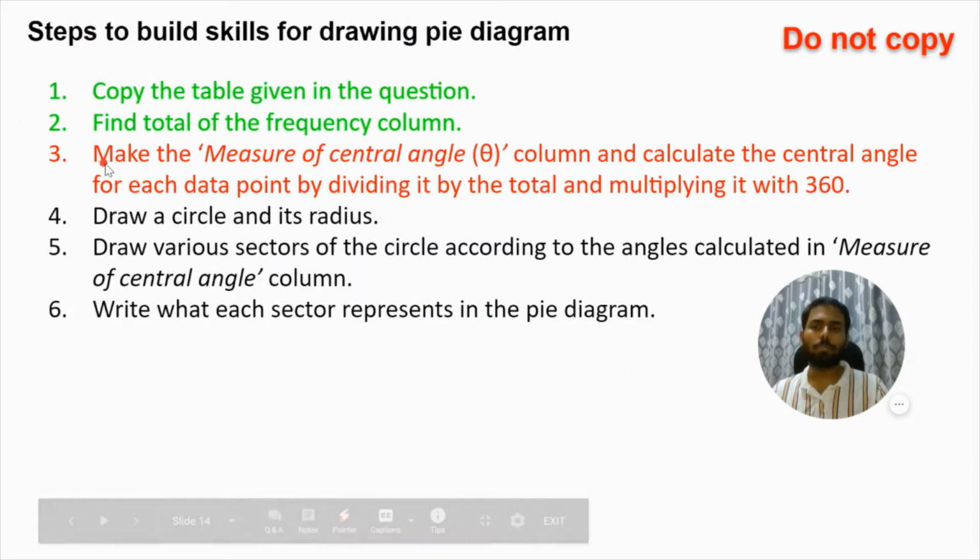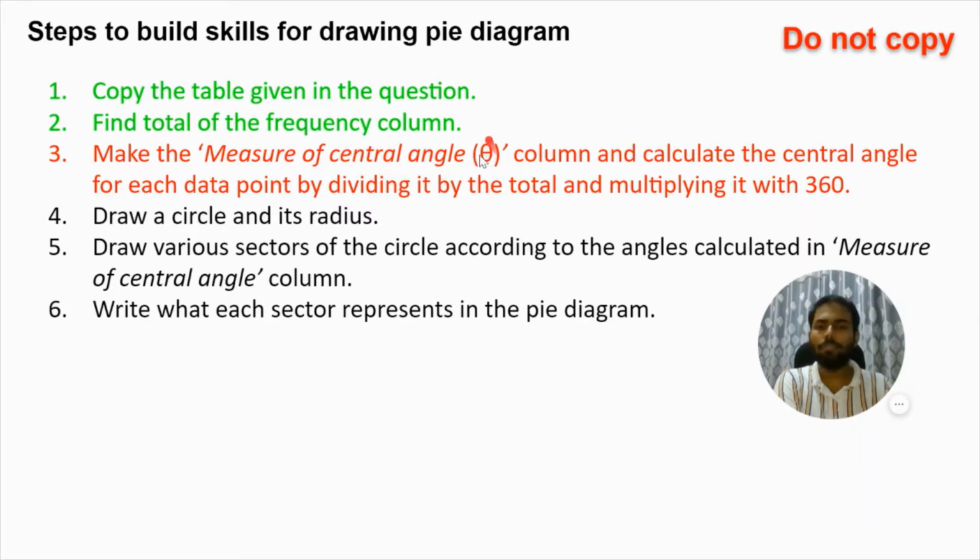Next we are done with the second step. We'll move on to the third step. Make the measure of central angle theta, in brackets theta. Why have we written theta? Because we generally represent angles using the symbol theta, right? So make the measure of central angle theta column and calculate the central angle for each data point. और कैसे you will find the central angle? By dividing it by total and multiplying it by 360.